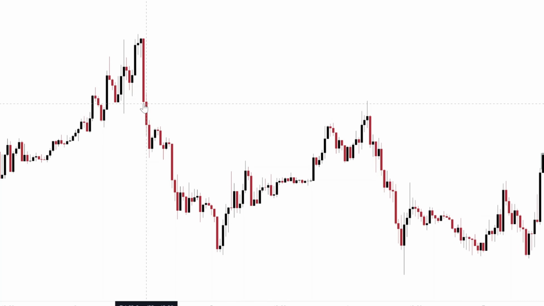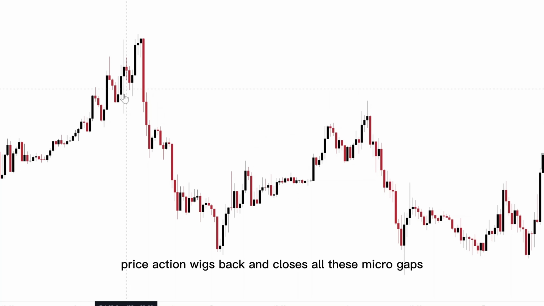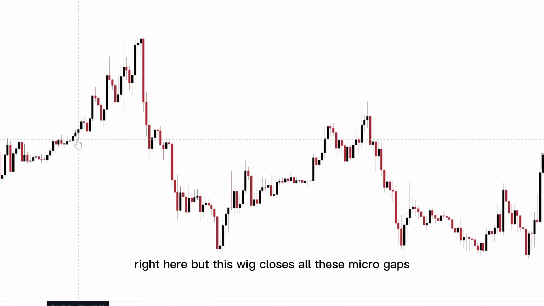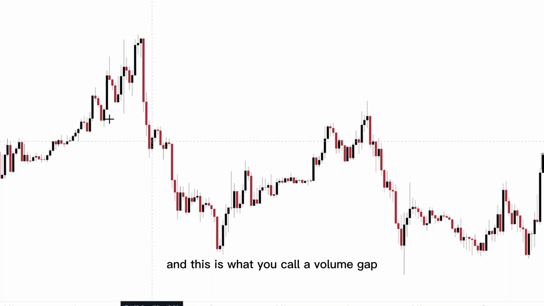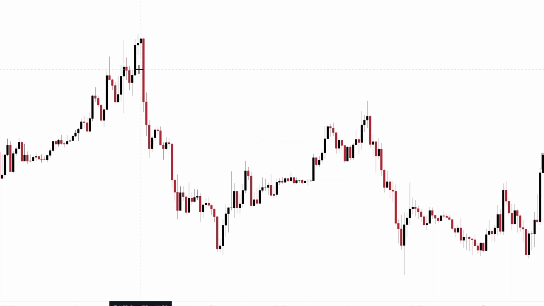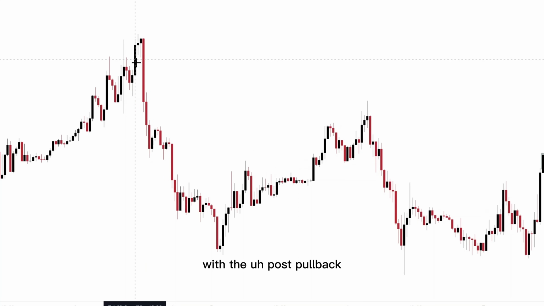So let's talk about volume gaps. Volume gaps are these gaps where price action doesn't cross path. As you can see here, price action wicks back and closes all these micro gaps. Right here, this wick closes all these micro gaps. But then you have these gaps that are wide open, and this is what you call a volume gap. It shows strength. It shows a lot of orders being injected where price couldn't catch up with the post pullback.